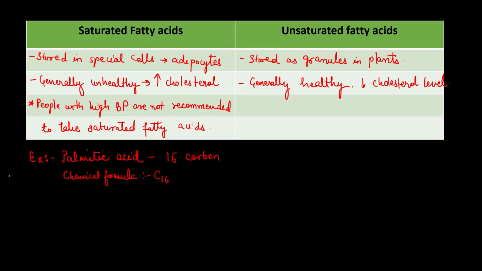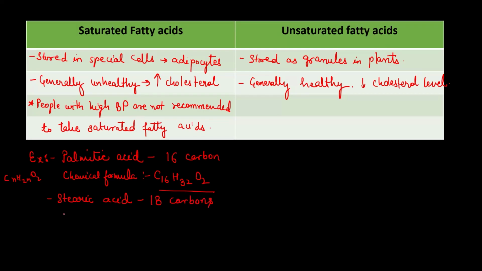And then what we have? We have CnH2nO2, right? So we have C16, H2n means 32, and O2. So this is the general formula or the chemical formula of palmitic acid. So one example of saturated fatty acid is palmitic acid. The second is stearic acid. And how many carbon moieties does stearic acid have? It has 18 carbons.